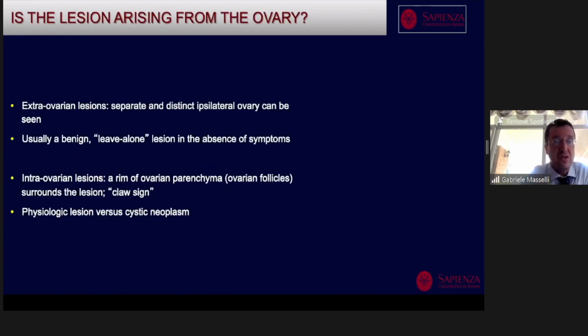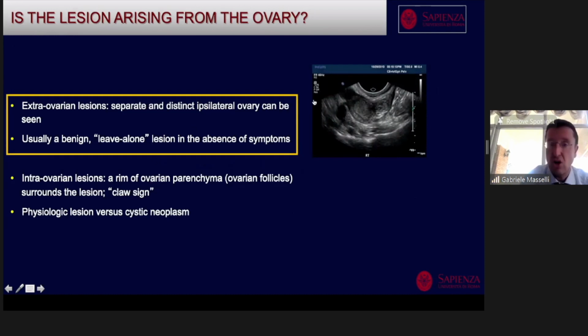The second question that you have to answer when you look at an MRI examination is if the lesion arises from the ovary. It's crucial to differentiate ovarian from non-ovarian lesions. Usually, extra-ovarian lesions are diagnosed if you can separate the lesion and you can distinguish the ipsilateral ovary. Usually, the lesions are benign, and a follow-up approach is recommended.